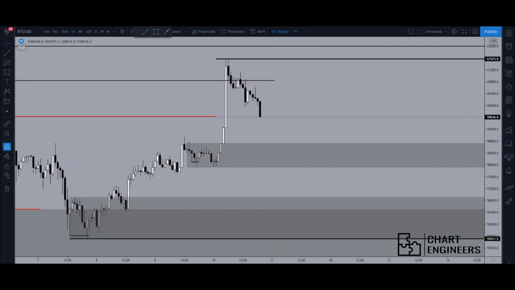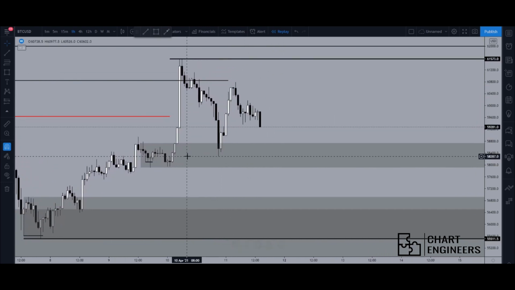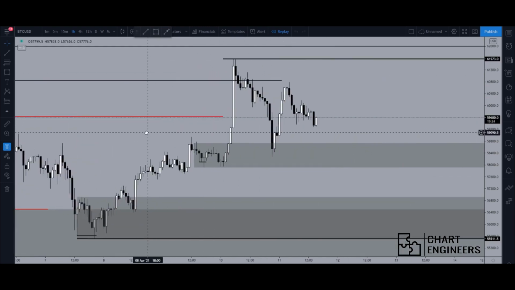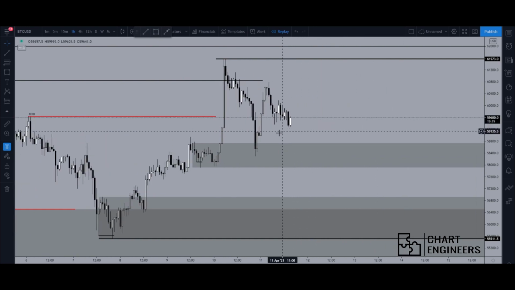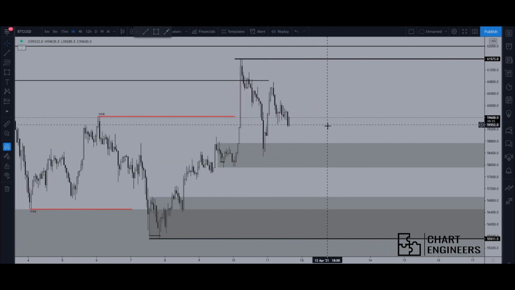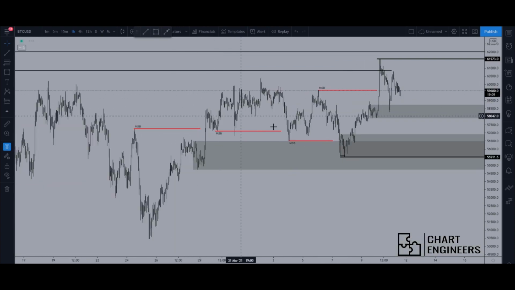So as we see, price just playing out. Did have an initial bounce from here, but now we're up to date with where the current price is. So in the meantime, I'm just looking to buy any 1 hour breaker zones either in here or in here. And that is all from my Bitcoin recap.